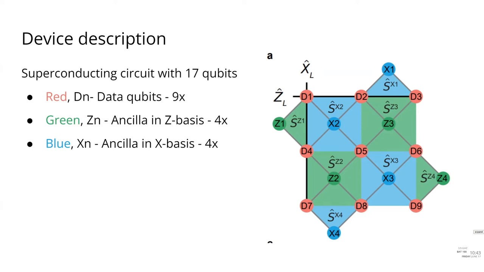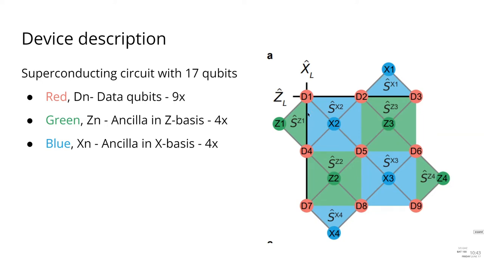There was a paper that was released rather recently from the University of Delft, I think. They show a quantum device with 17 qubits, and they have error correcting codes that protect these 9 data qubits that are the red dots. And then there are 8 ancilla qubits in total that are used to encode the code word, and they are also used for the error syndrome measurement.